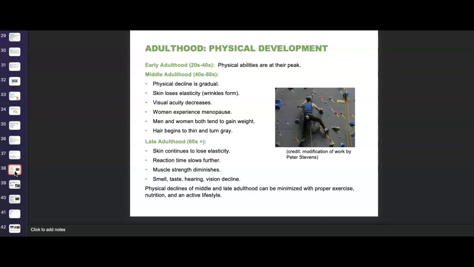Late adulthood, which is 60 plus, skin continues to lose elasticity. Reaction time slows further. Have you ever tossed anything in your grandpa or grandma's direction? Their ability to catch it, not likely. Muscle strength diminishes. Smell, taste, hearing, and vision decline. Physical declines of middle and late adulthood can be minimized with proper exercise, nutrition, and an active lifestyle.